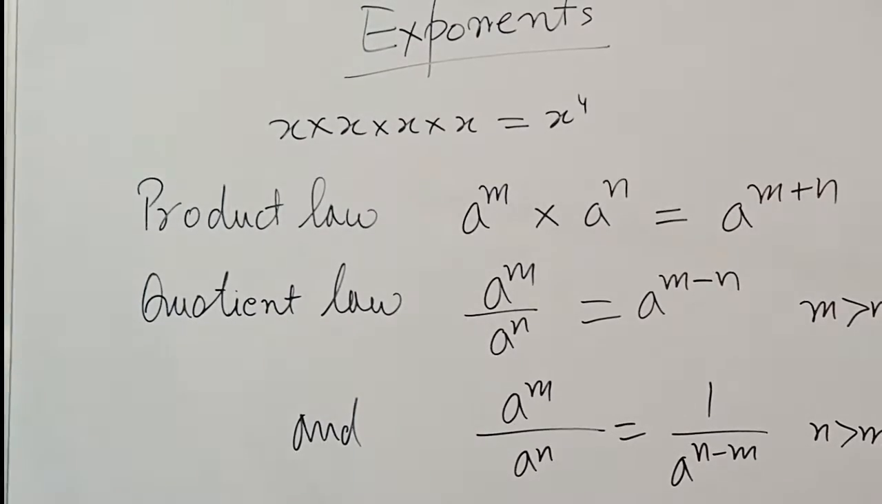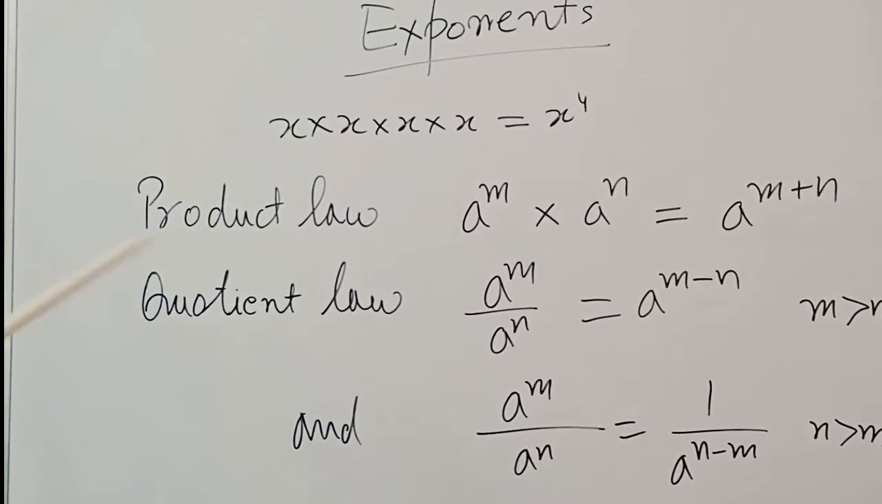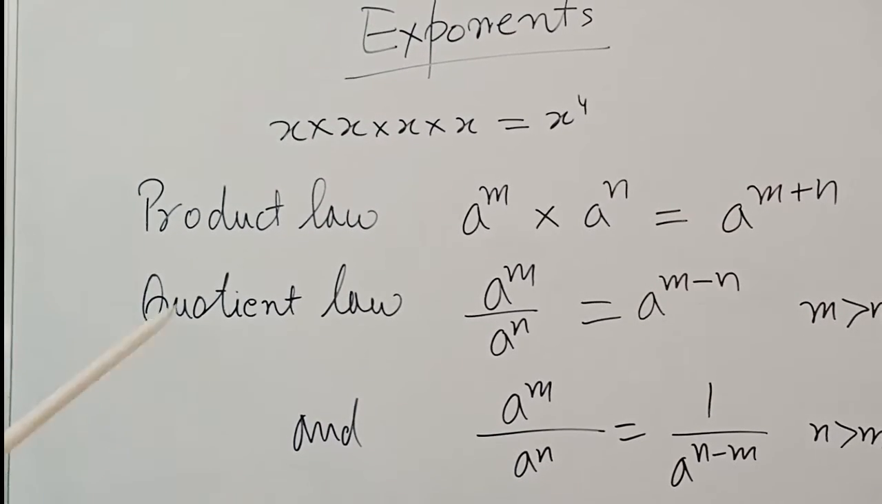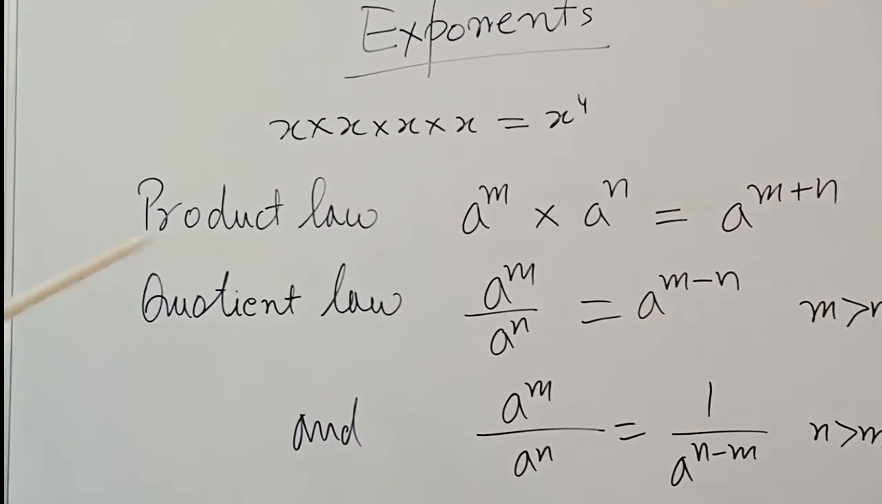In the exponent we have some rules, that is the laws. We can say the product law, quotient law, and the third is the power law. Here I have written the product law and the quotient law. The third law we will take after this. So what is the product law?